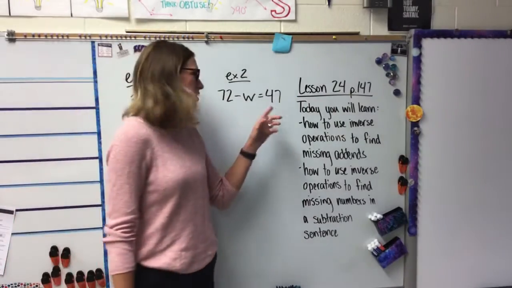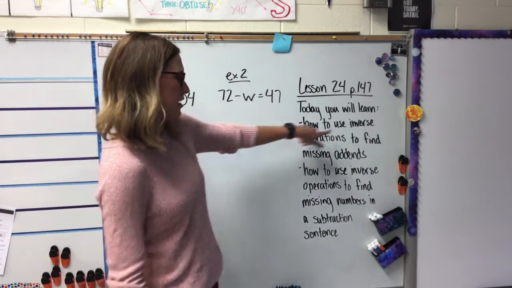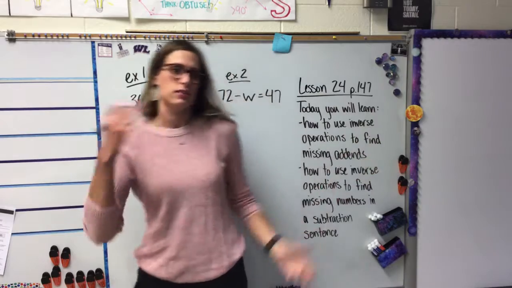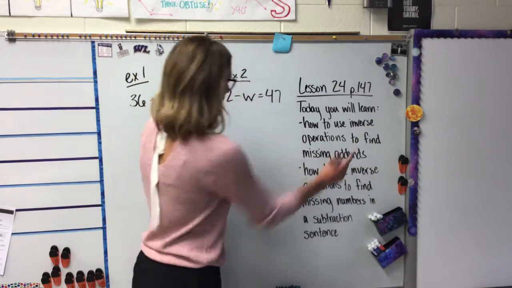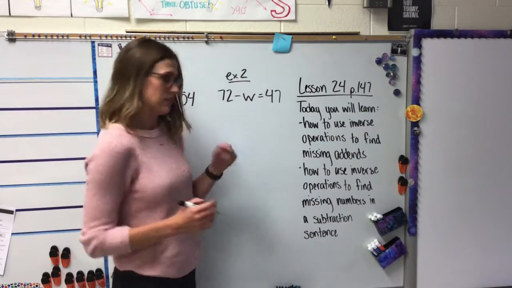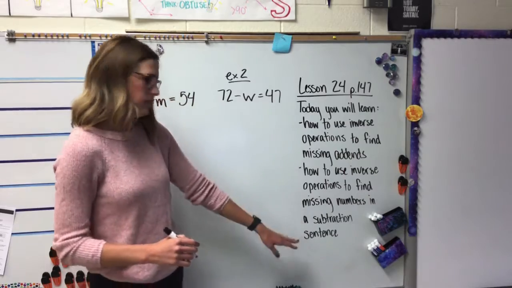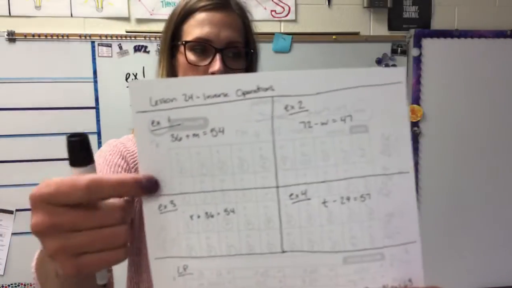Lesson 24, let's jump into our objectives. Today you will learn how to use inverse operations. Inverse means opposite. So the opposite of addition is subtraction. We're going to learn how to use those today to find missing addends, the missing number in an addition sentence, and how to use inverse operations to find missing numbers in a subtraction sentence. Let's get going on example 1 on the back of your sheet.